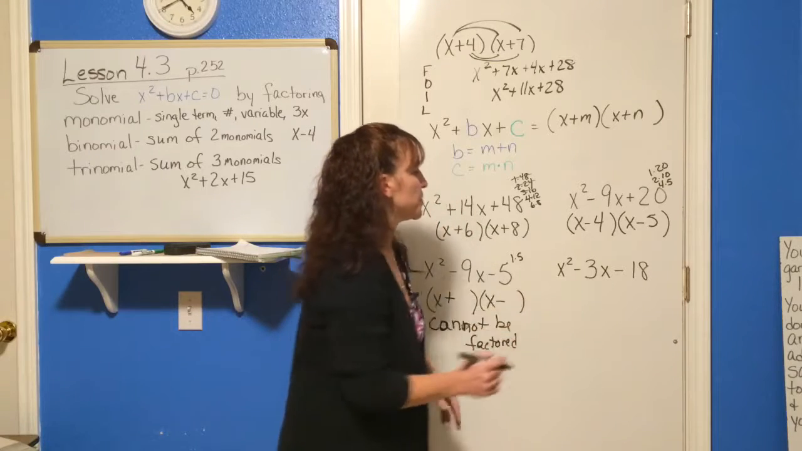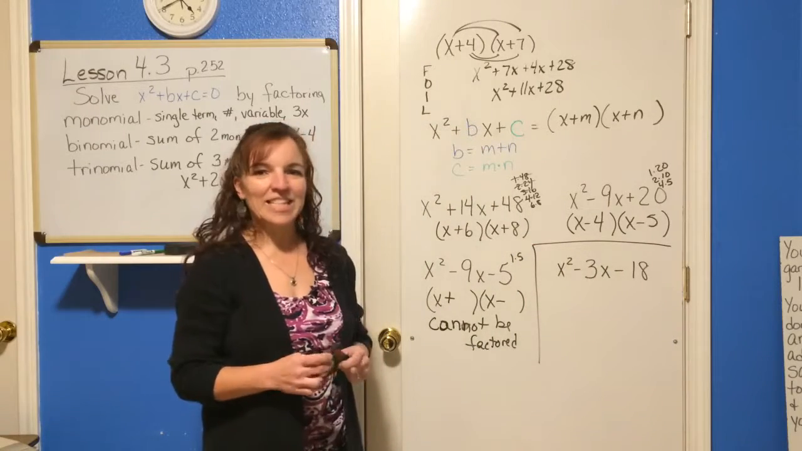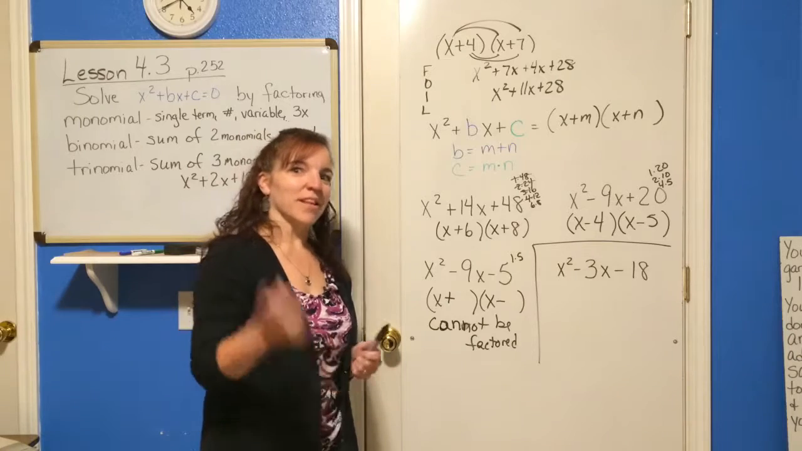All right, try this one. X squared minus 3x minus 18. Try it on your own and then come back.